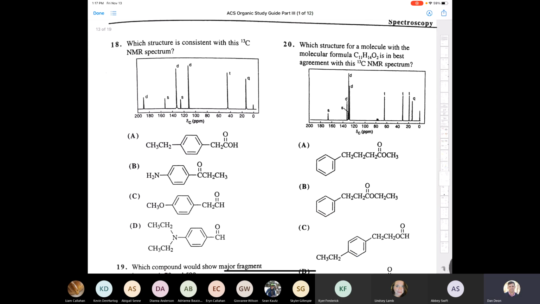All right, let's try another one. Number 18. I'm going to give you some time to take a look at this one yourselves, instead of just watching me solve the problems. Here we have a methyl, methylene, methine, methine, carbon with no hydrogens, another carbon with no hydrogens, and here we have a methine. Take a second and see if you can figure this one out.